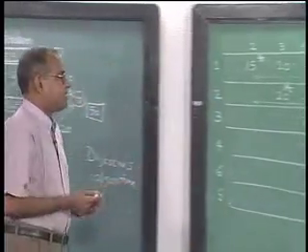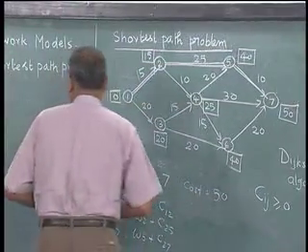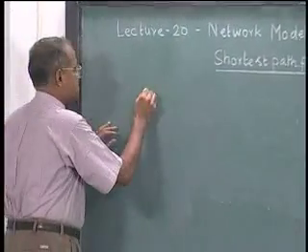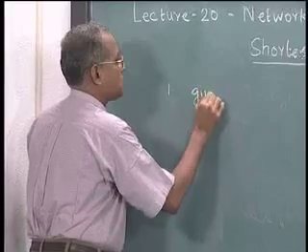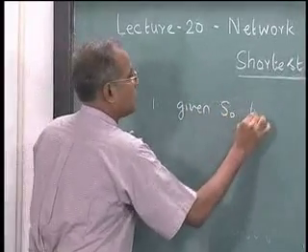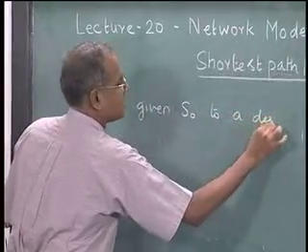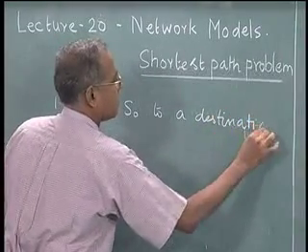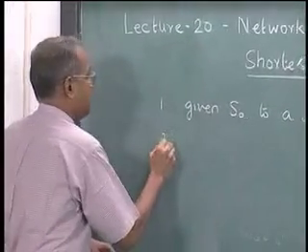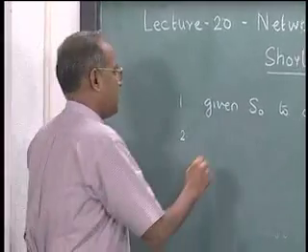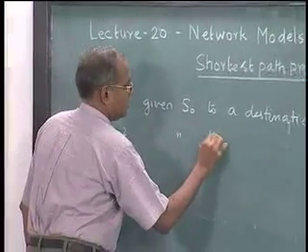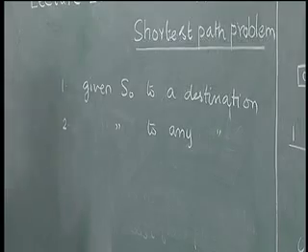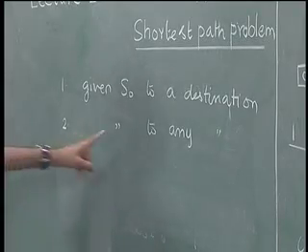Now, what else can Dijkstra's algorithm do? When we look at shortest path, so far we have seen the shortest path from a given source to a given destination. The second type of problem that we can think of is from a given source to any destination, and let us see if Dijkstra's algorithm can solve this problem as well.